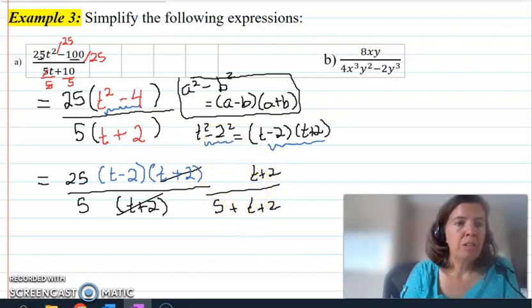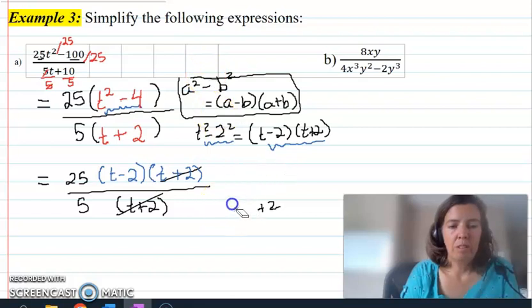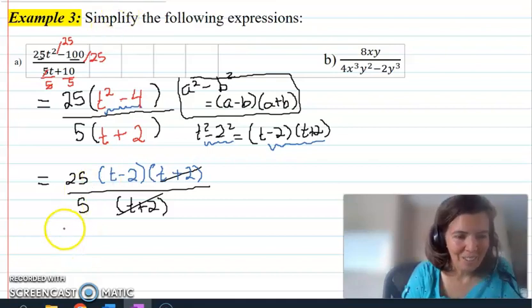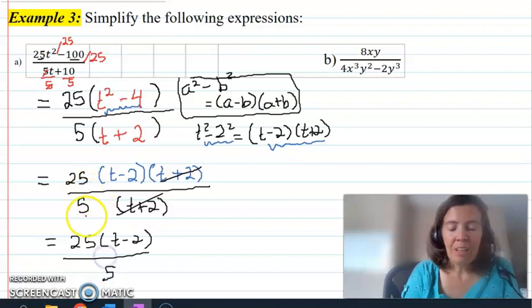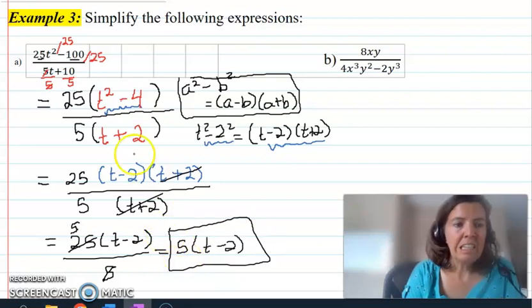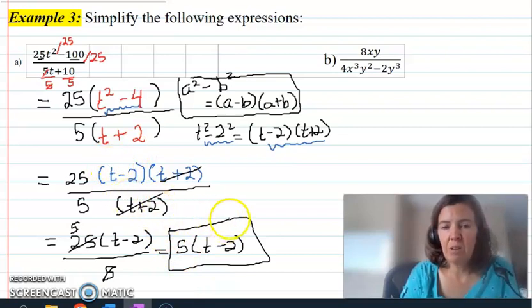So the final answer to part A here is 25 times t minus 2, divided by 5. 25 divided by 5, we should go ahead and divide that since it divides cleanly, or you can think of it as canceling a common factor of 5. So our final answer here is 5 times t minus 2. And doesn't that look so much nicer and cleaner compared to what we started with in example A?